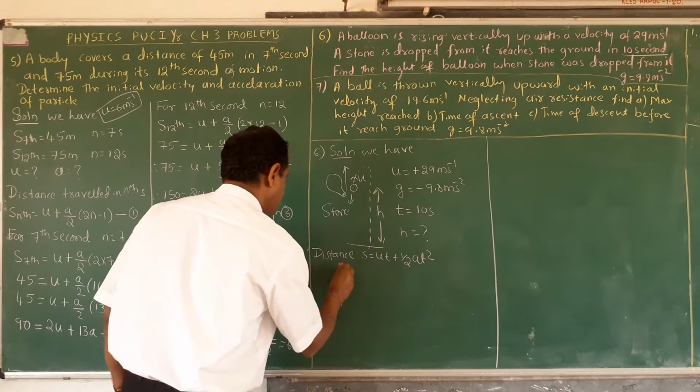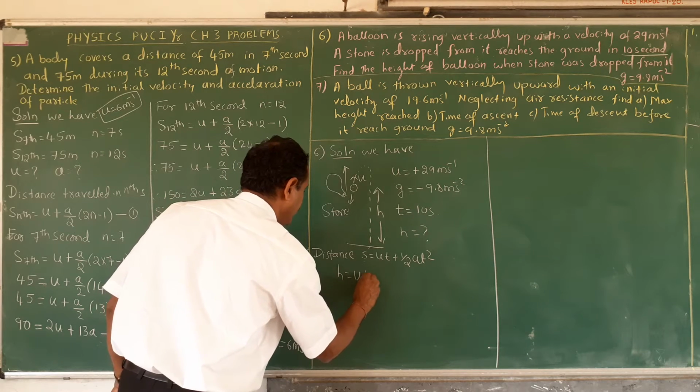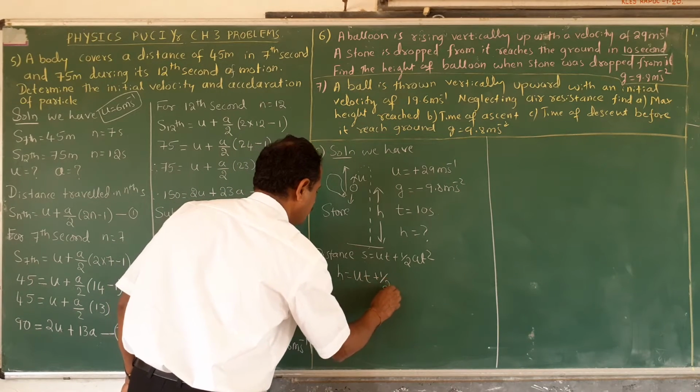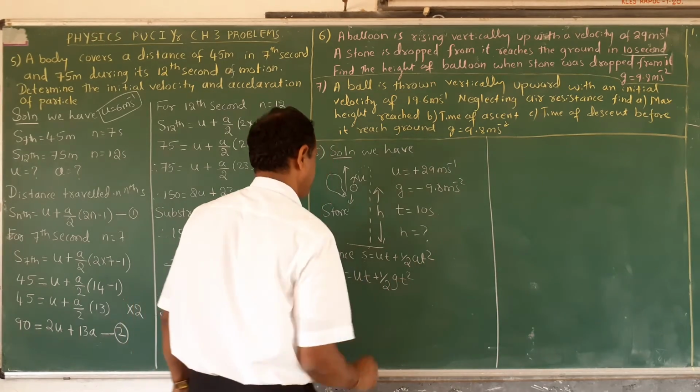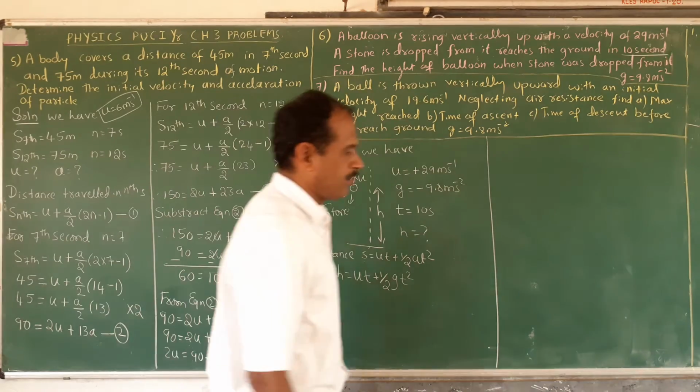But instead of S, you have to take H. H is equal to ut plus 1 by 2 gt square. Yes, this is the formula I have to use while solving the problem here.